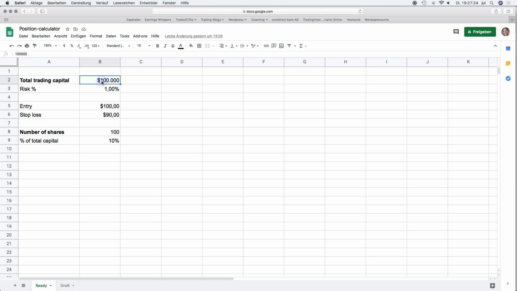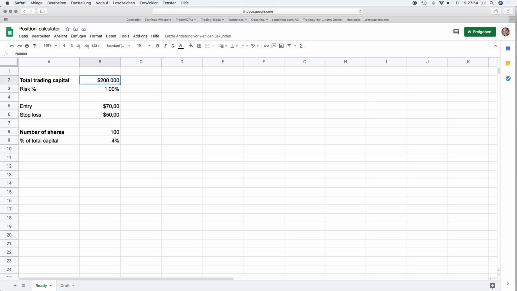So when I adjust that, for example, to 200,000, you can see that automatically the number of shares is increasing to 200. And if I maybe change that to 70 and here to 50, for example, automatically the numbers are adjusted. And you can see in that case here I only have a position size of 4%.